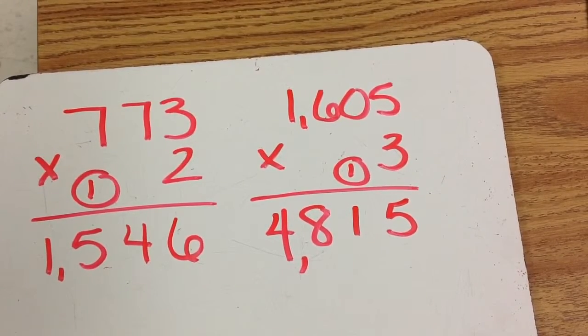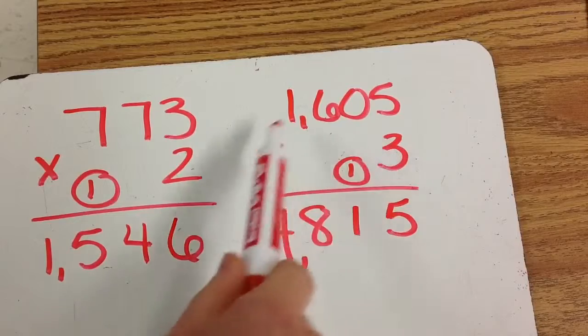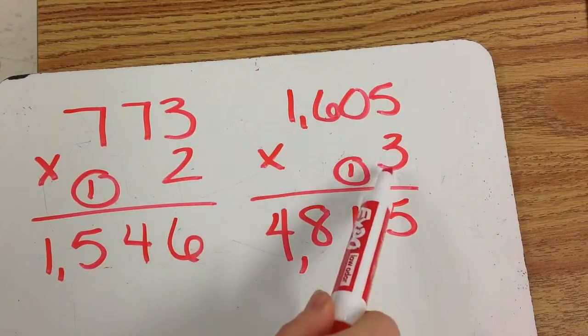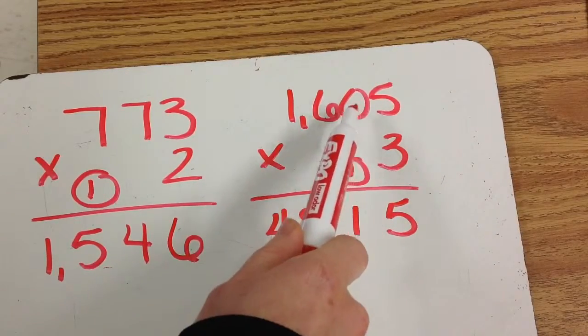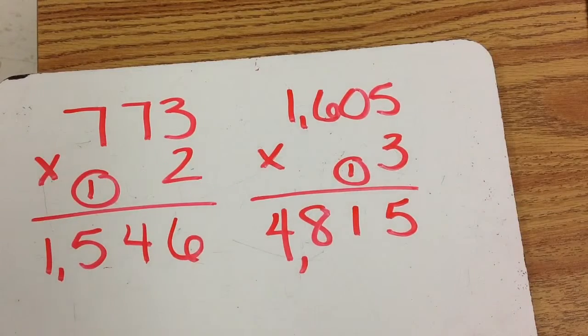You should have gotten 4,815. If you made a mistake here and you put a 4, it's because when you multiplied 3 times 0, you got 3. But 3 times 0 groups means there are 0. So you just have to add that 1 in. All right, let's move on. Go ahead and erase.